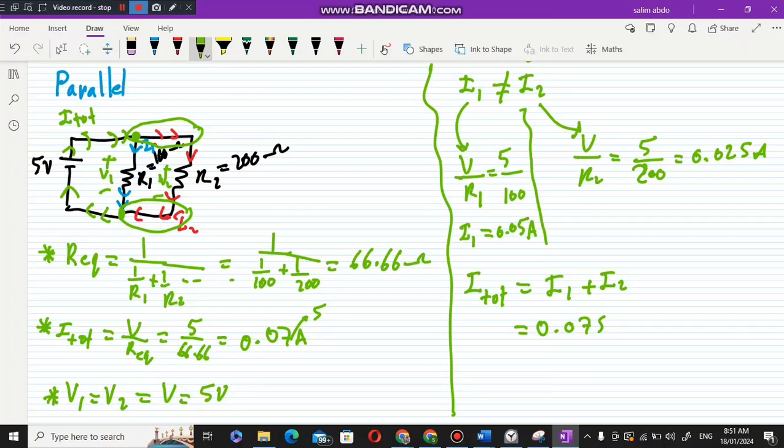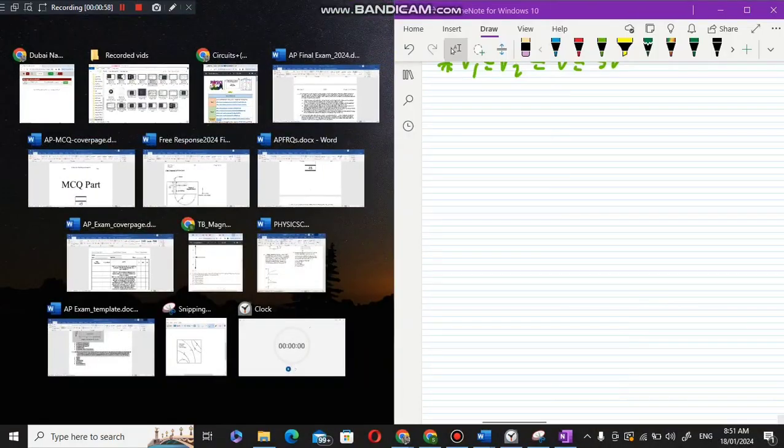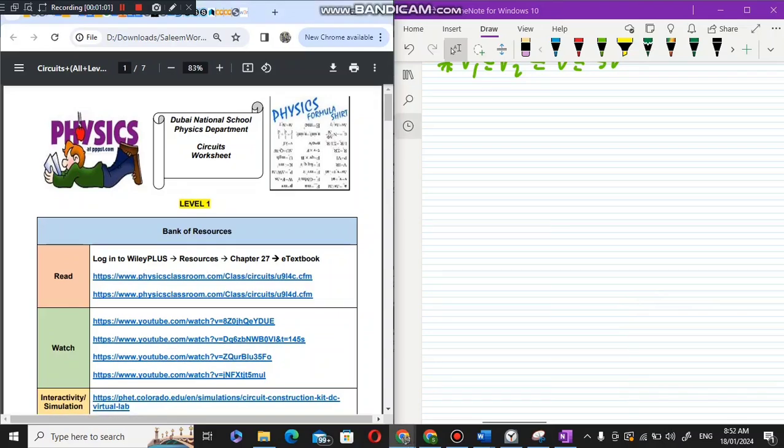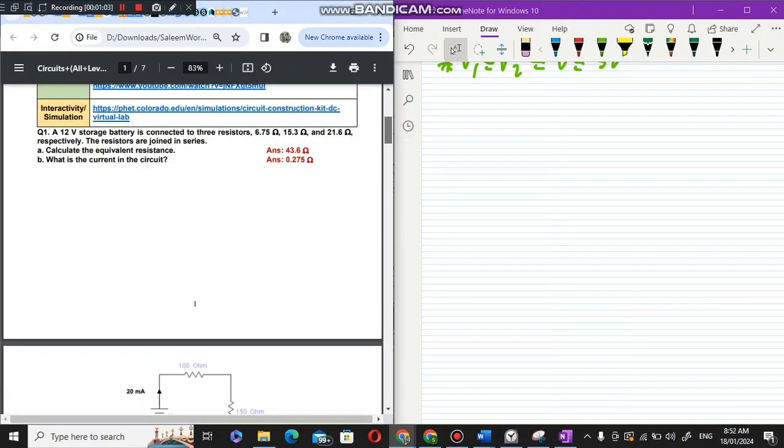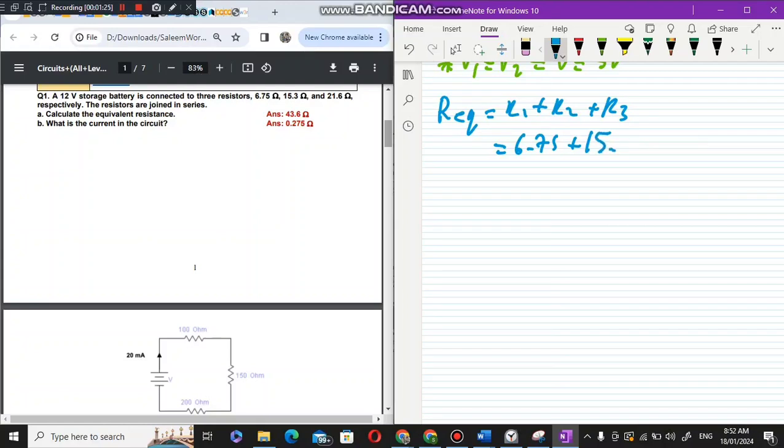And let's solve some examples regarding this from the worksheet. So here we're saying a 12-volt battery is connected to 3 resistors and they are in series. What is the equivalent resistance? So we said that equivalent resistance in series is equal to R1 plus R2 plus R3, which is equal to 6.75 plus 15.3 plus 21.6, which is 43.6 ohms.